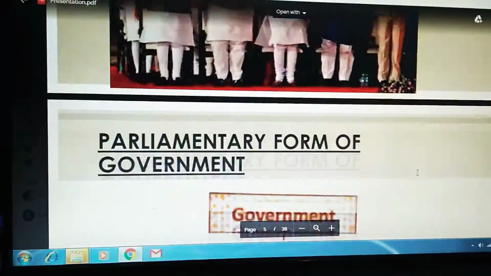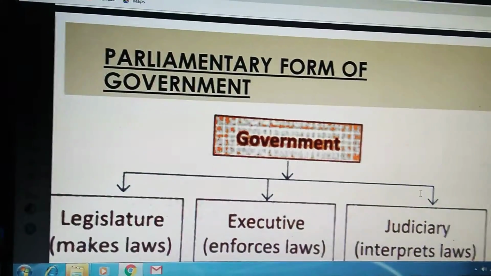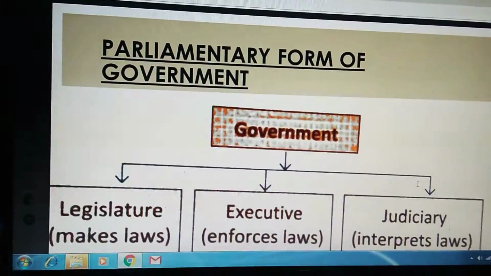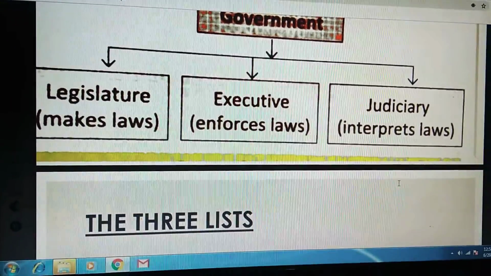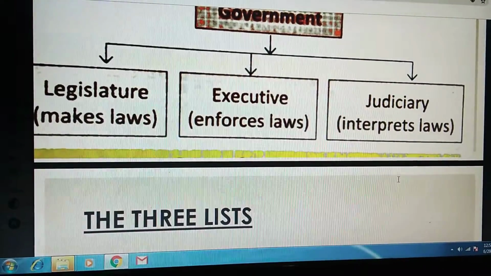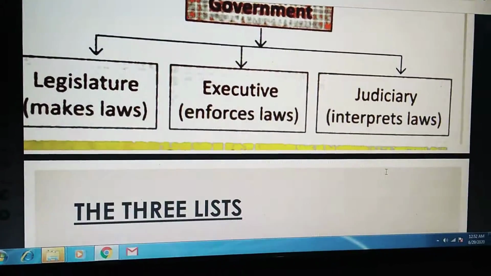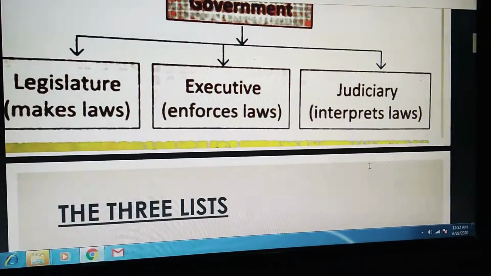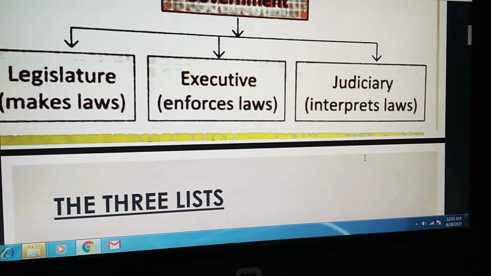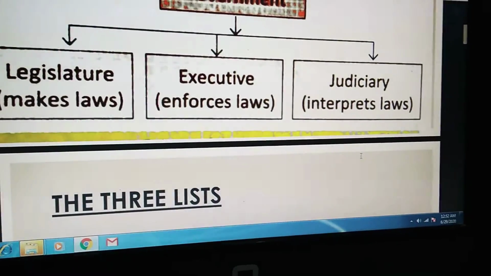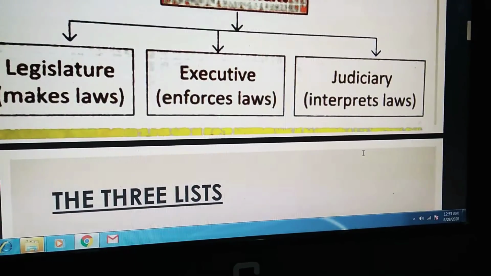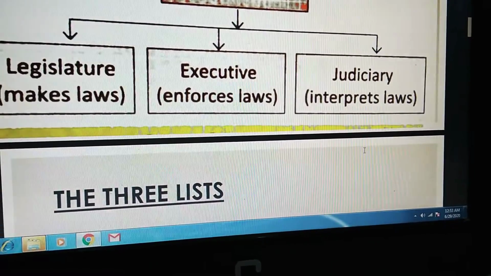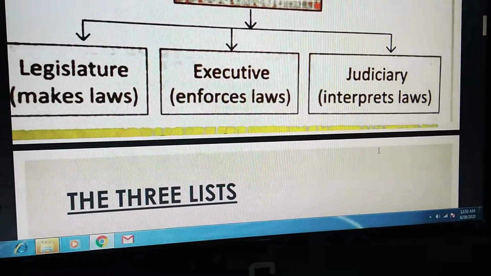Now, in India, we have the parliamentary form of government. You all know, again I'm repeating, we have the legislature, which makes law. Then we have executives, they enforce law, and the judiciary tells us what is legal, what is illegal, what we have to do, what we shouldn't do. If we do it, then we might face punishment. All these things are told by the judiciary.